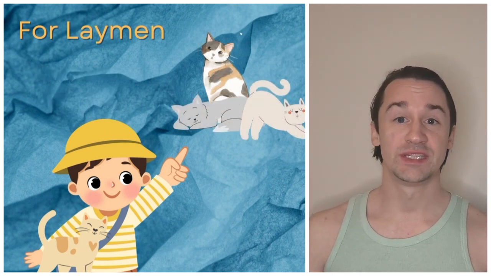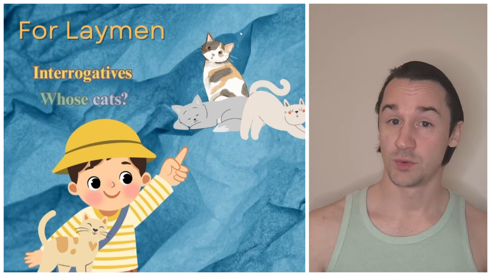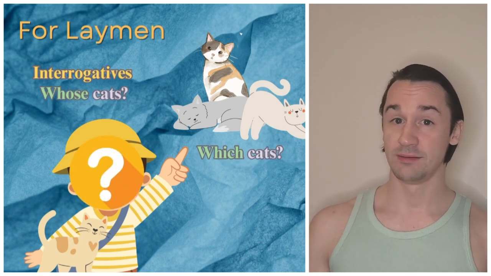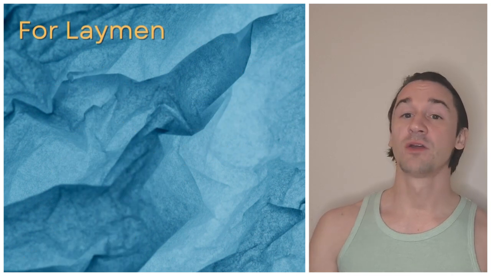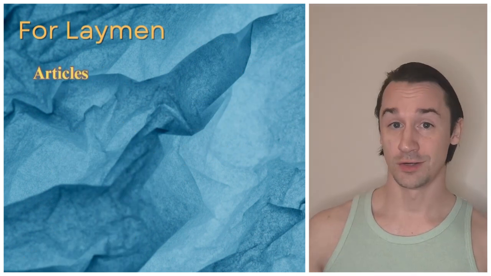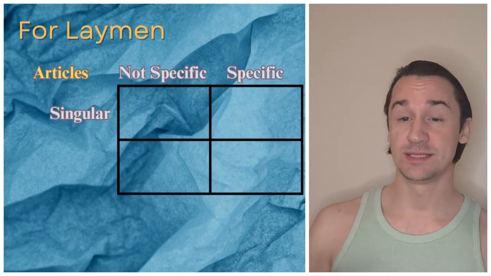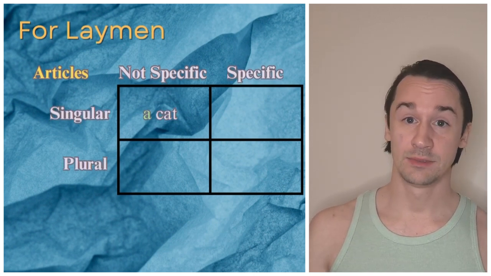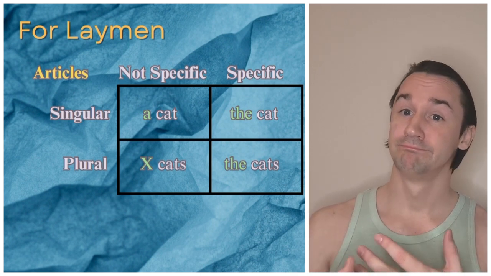Interrogative determiners hold the space for another determiner, requesting information to fill the void. They ask the question, whose cat? Which cat? The last set of determiners are the first I mentioned in this video, but are by far the worst for English learners. Articles. English articles signify specificity and whether the noun is singular or plural. A cat, the cats, and the null article, cats.